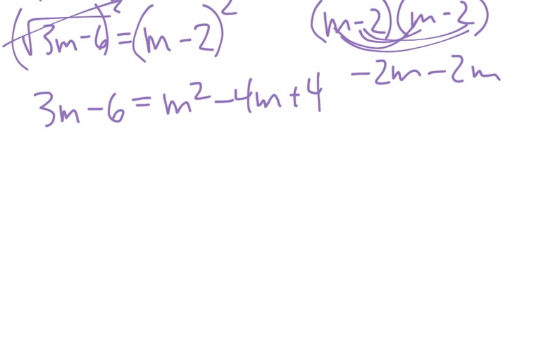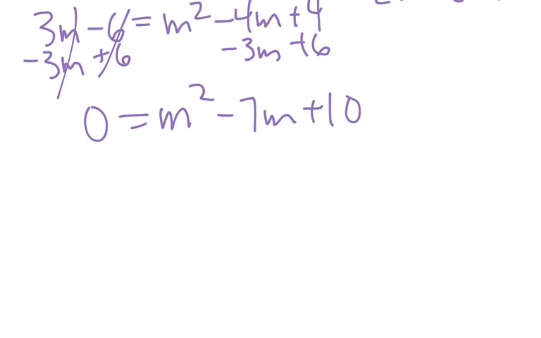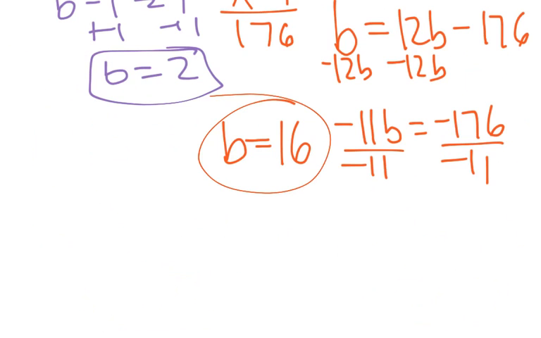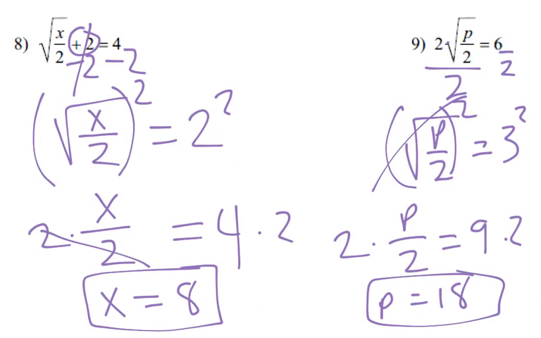Then we get all the things on the same side. So subtracting 3m and adding 6. So that gives us 0, because those both canceled, equals m squared minus 7m plus 10. Now the reason we want to do this is because now we're reaching back to last year when we had to solve a quadratic. See, now this is going to give us 2 answers. So here is where we really have to worry about those extraneous solutions.